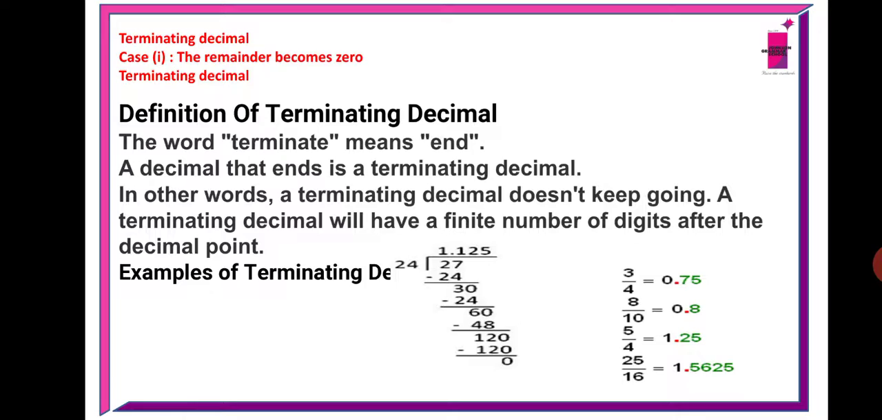Examples of terminating decimals: you can see here 27 by 24. It terminates. The decimal expansion is 1.125. Similarly, 3 by 4 is 0.75, 8 by 10 is 0.8, 5 by 4 is 1.25, 25 by 16 is 1.5625.